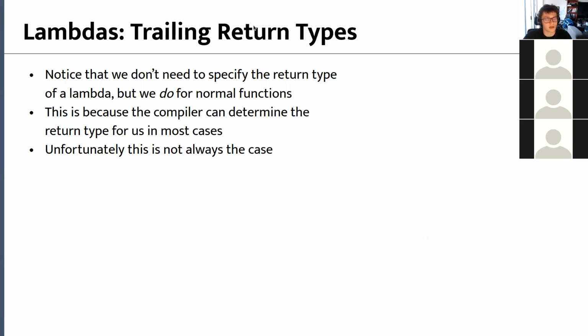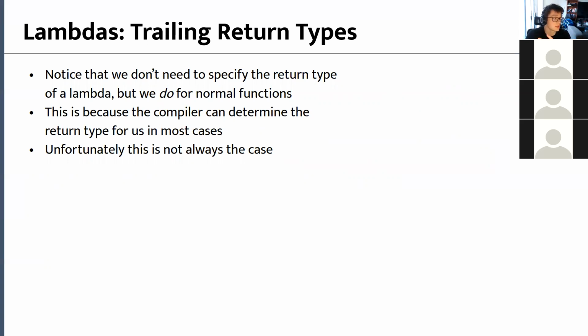I guess first I'll talk about trailing return types. If we go back to our anatomy, remember we have our square brackets, then our parentheses for the parameters, then we have our curly braces for the body, and we never specified a return type there. But we do have to specify return types for normal functions. So what's the deal there? How come we can't get away with doing that for normal functions? Why do we need to specify return types?